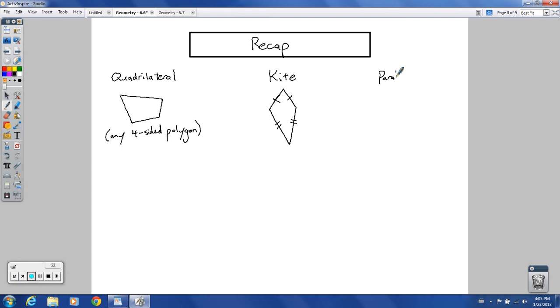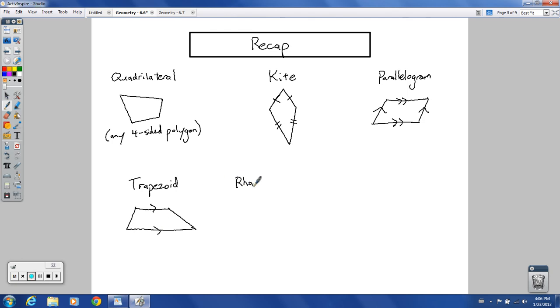Parallelogram. What was special about a parallelogram? Here's an example of a parallelogram. It has two pairs of opposite parallel sides. A trapezoid just had one, so that was the difference between a parallelogram and a trapezoid. A trapezoid just has one pair of parallel sides. Not perfect pictures, but I think they're getting the point across at least.